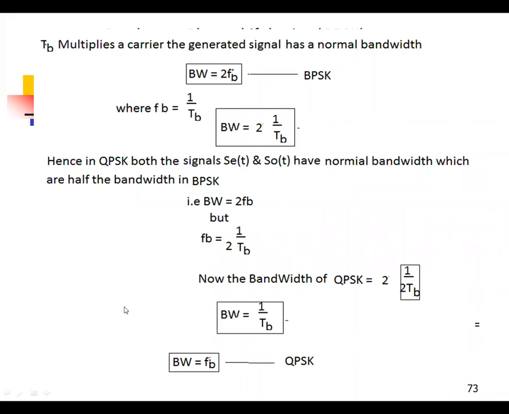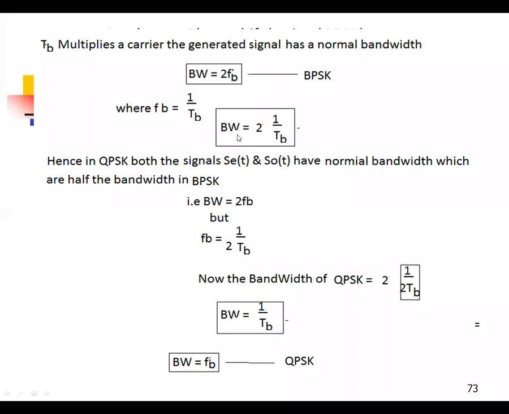Bandwidth of QPSK. You know the bandwidth of BPSK? The bandwidth of BPSK is 2 into FB. What is FB? Bit frequency, that is 1 by TB.